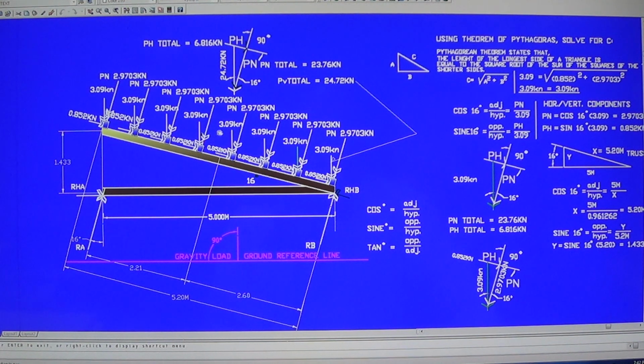Here we go. Here's the load. Here's the 3.09 kilonewton uniformly distributed load, uniformly equidistant and same magnitude. So therefore they are considered as uniformly distributed load. The rafter is inclining 16 degrees right here.